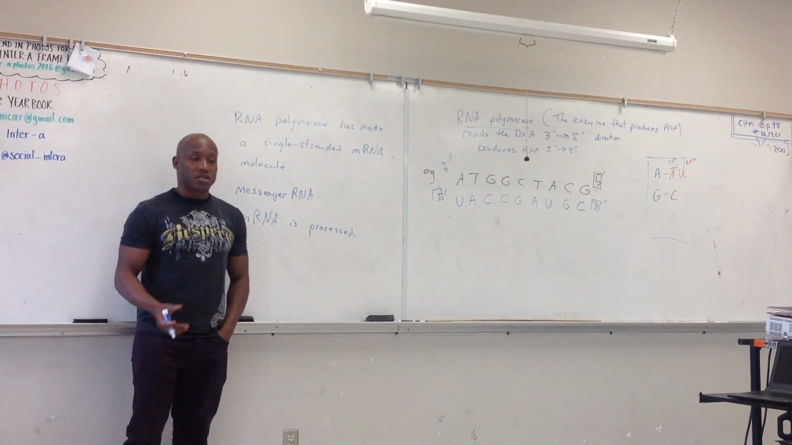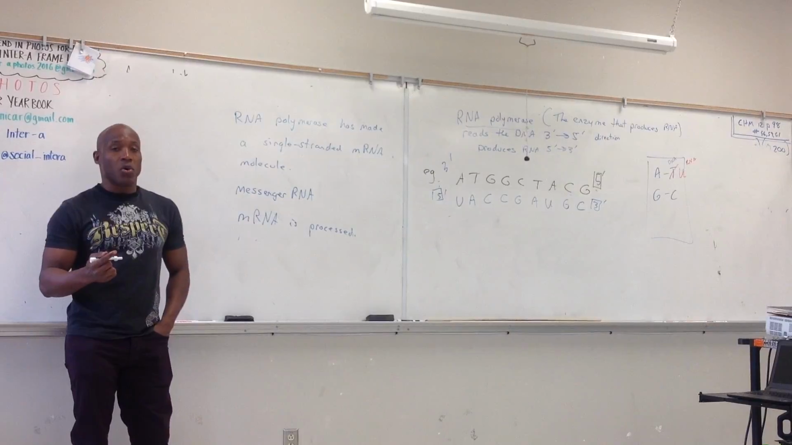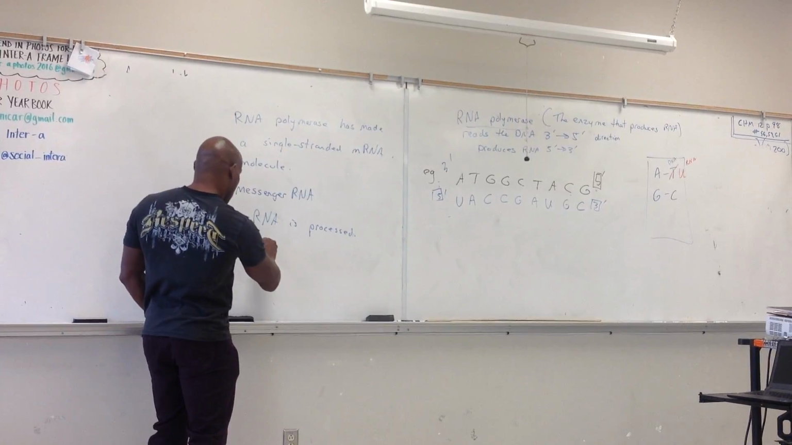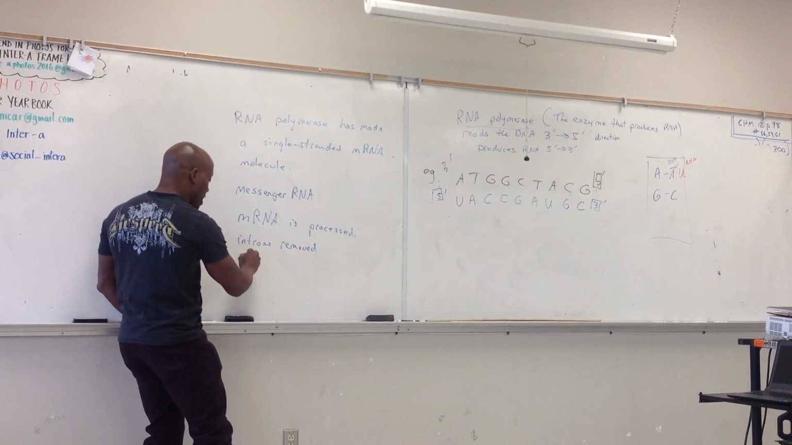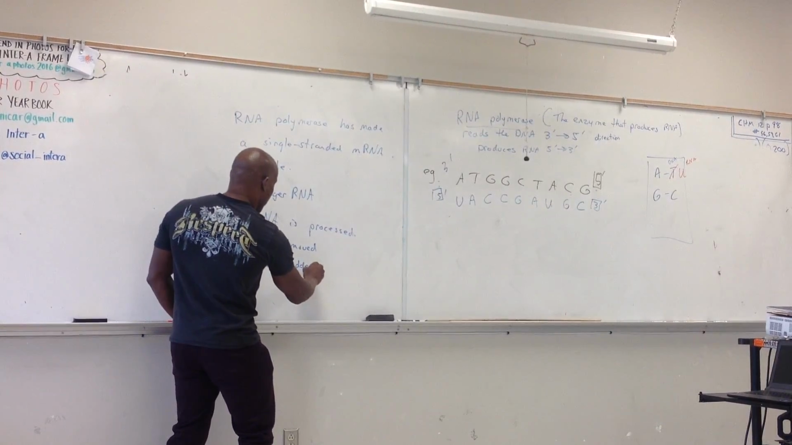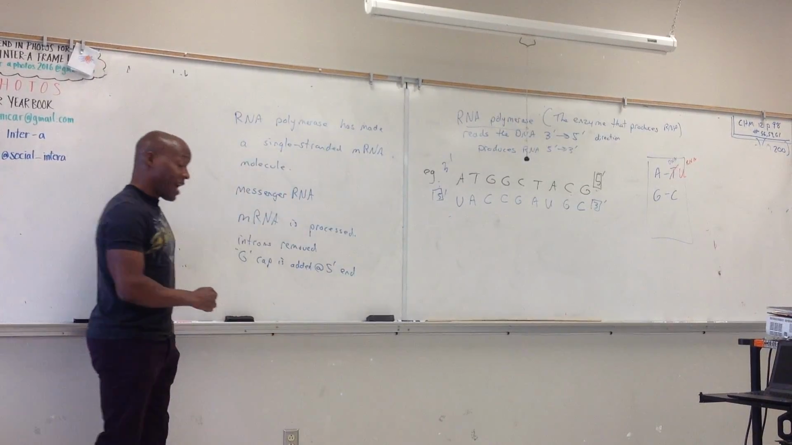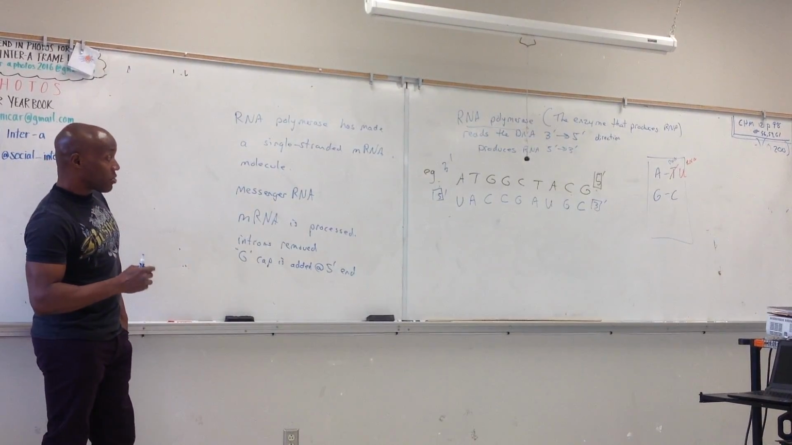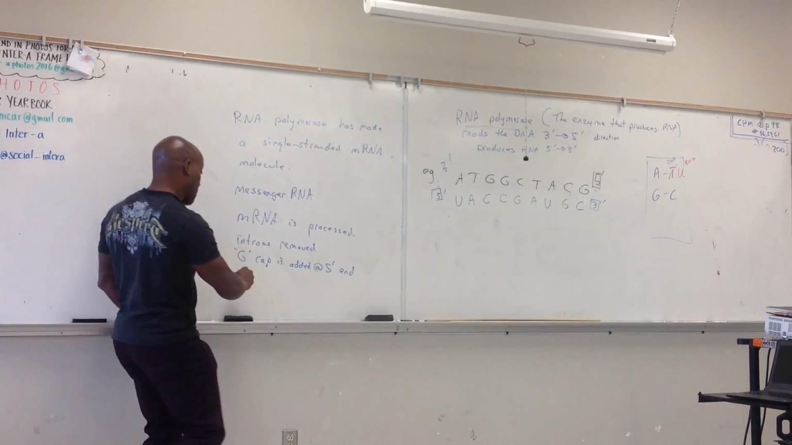And the processing doesn't concern us too much as far as the polypeptide sequence. We do know that introns are removed, and that's a whole other story. We know that a G cap is added at the 5' end, and we know that a poly A tail is added at the 3' end. In other words, a whole bunch of A bases are just added at the end, hundreds sometimes.